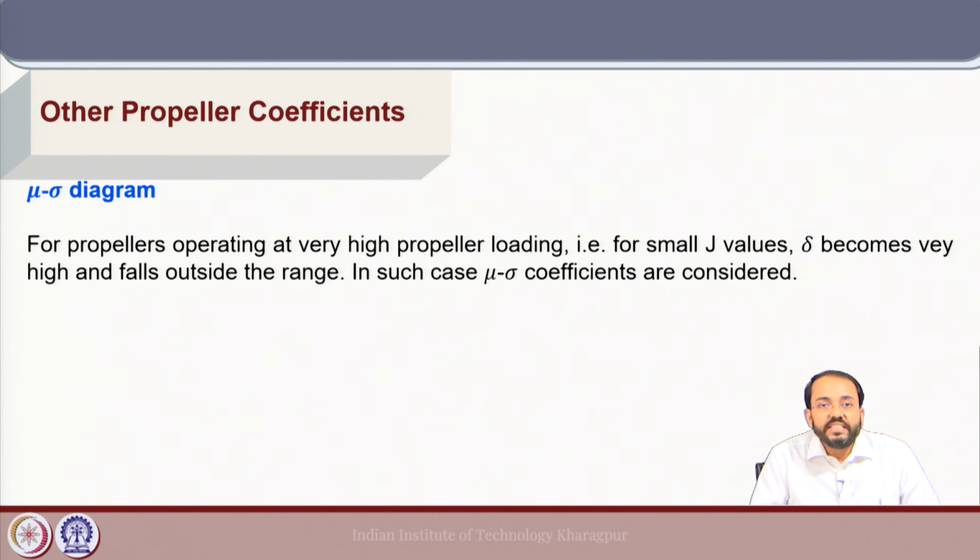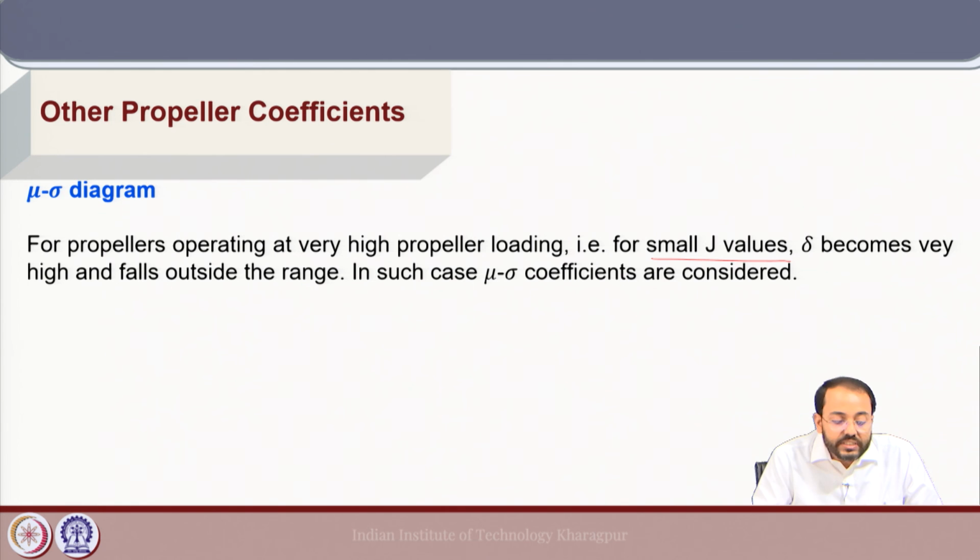Another diagram which is used for propellers operating at very high loading is the mu sigma diagram. So, very high loading means we have very small J values, because the propeller loading is high when the J value is low, that means the KT and KQ is very high. So, the thrust loading is high. So, in these conditions delta becomes very high, okay, because in the BP delta diagram delta is basically the inverse of J. So, obviously for very high loading the delta value will be high and will fall outside the range of the standard BP delta diagram.